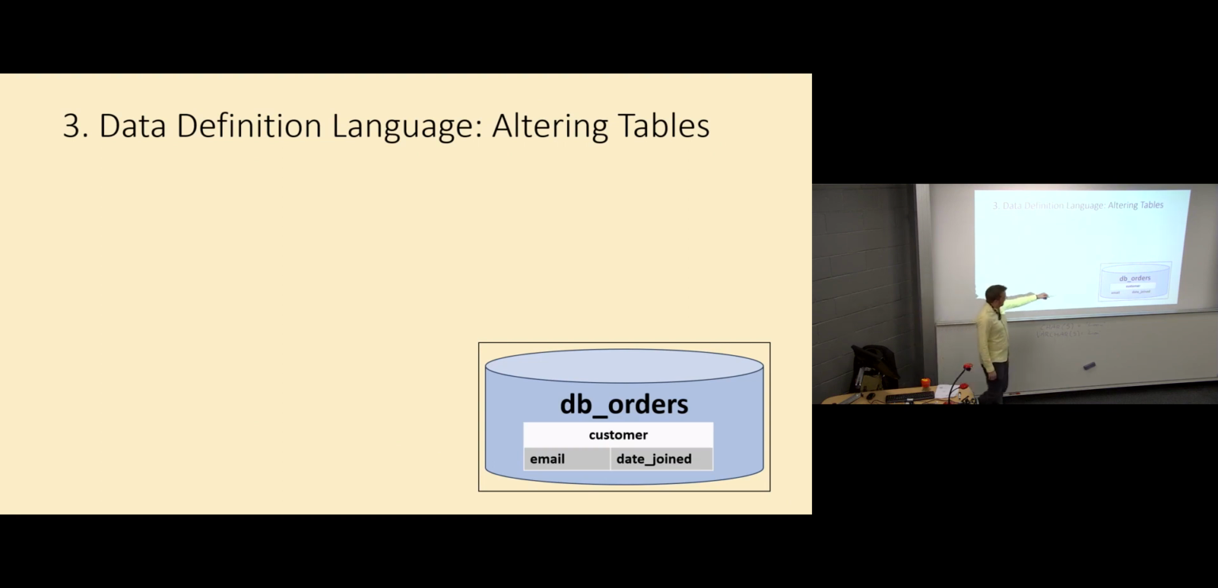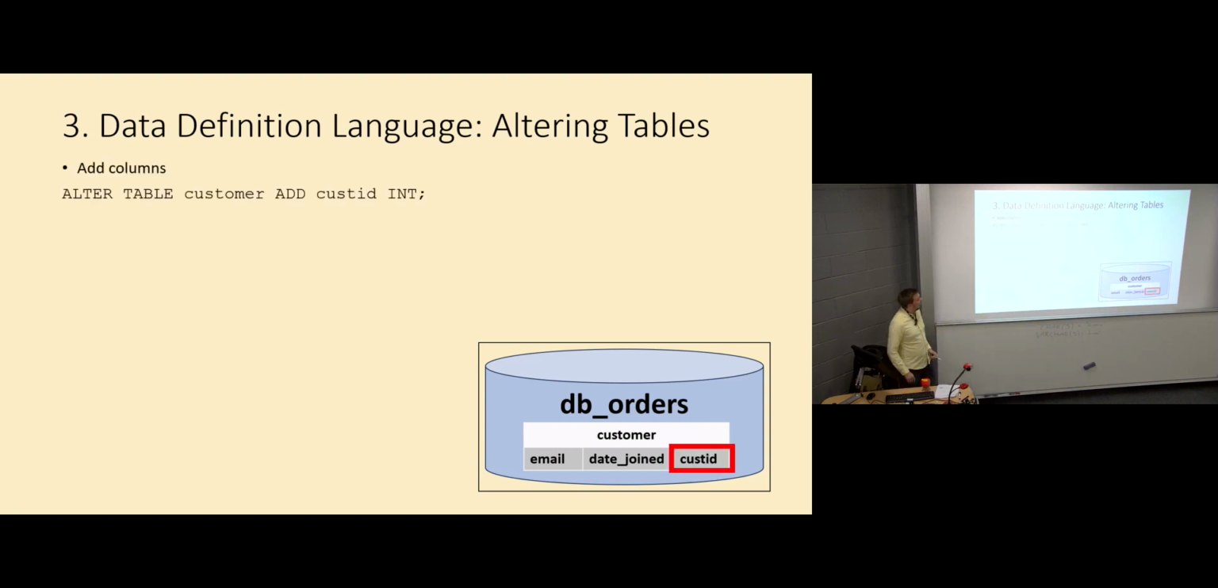So, altering tables then. We created a table called customer of 2 columns, email and date join. We can add columns to this table using the alter table statement. So this is your second statement we're going to look at today. Alter table, the table name, which in this case is customer, and then we're going to add, so that means we're going to create a new column, and we're going to call it custID with a type of int.